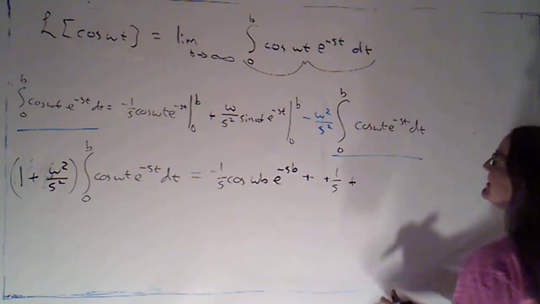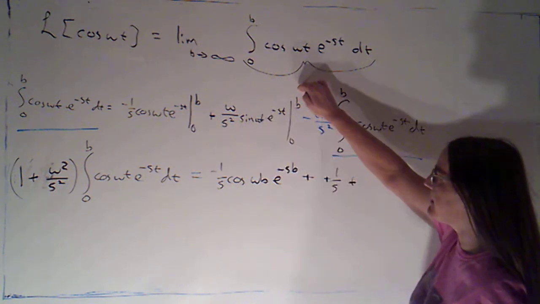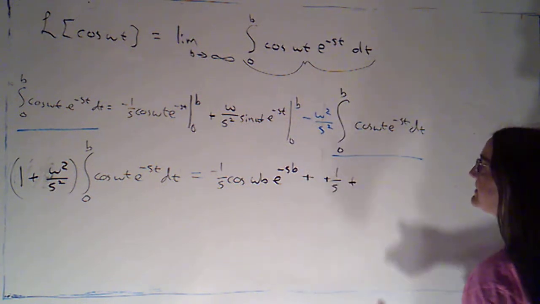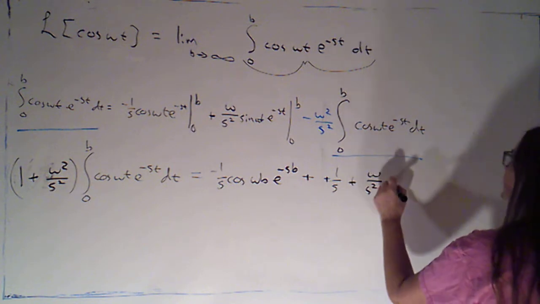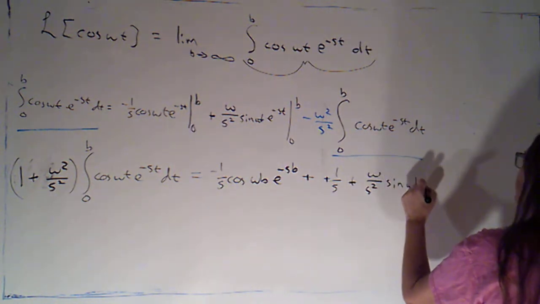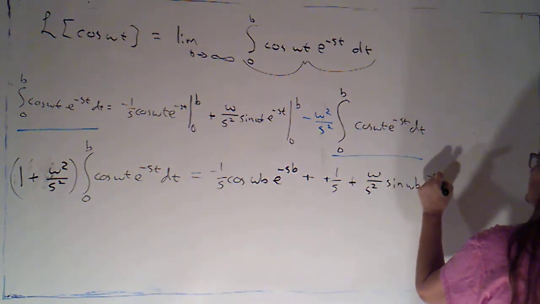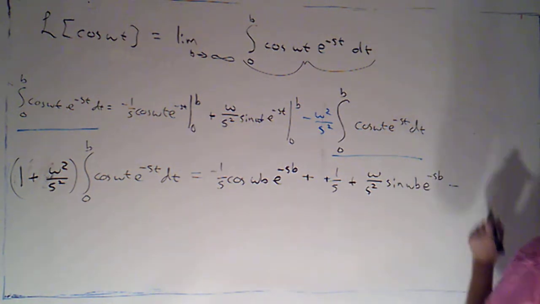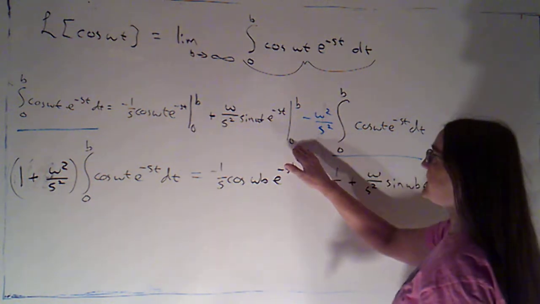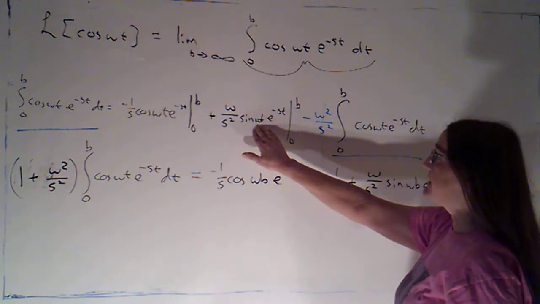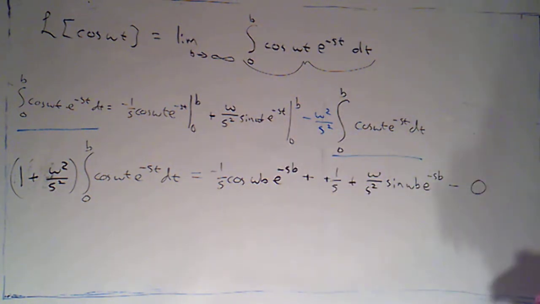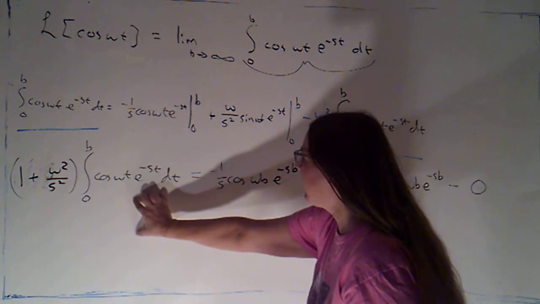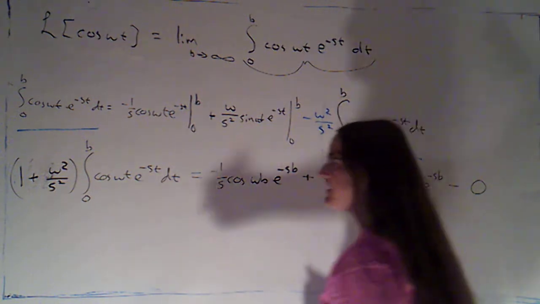Plus, now I'm going to get this evaluated at b minus evaluated at 0. So omega over s squared times sine of omega b e to the negative sb minus what I get when I plug in 0 for t. Now if I plug in 0 for t, sine of 0 is just 0, and so that piece drops out. Okay, so now I can solve for this integral.